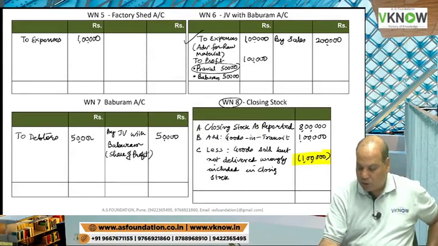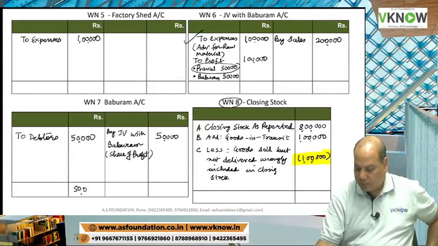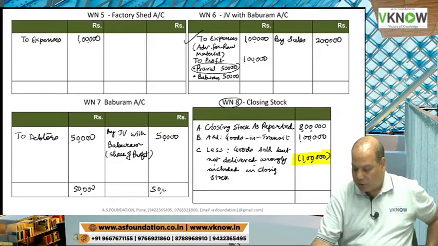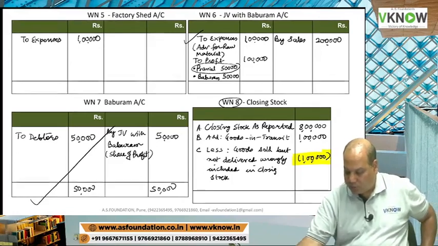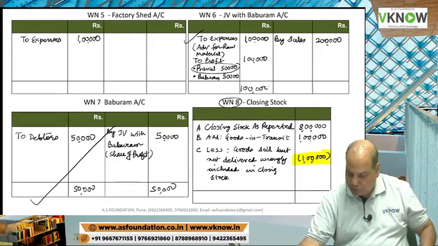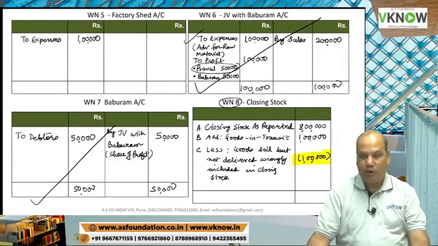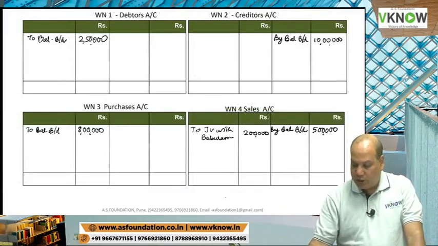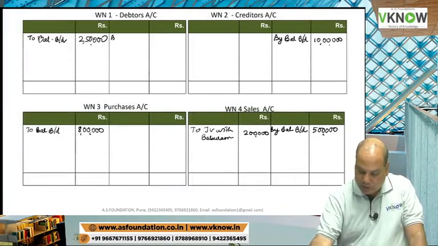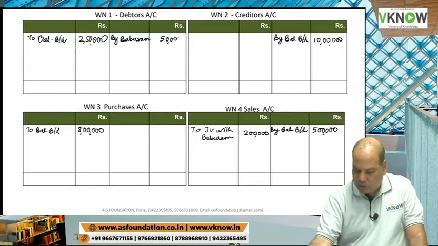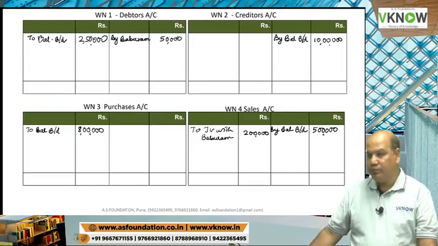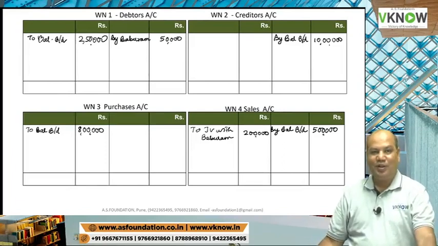Now you see Babu Ram account is telling. So I'll put a big tick mark. Joint venture with Babu Ram account is also telling. This also I'll tick mark. And I'll go to debtors account working note 1 credit side, by Babu Ram 50,000.